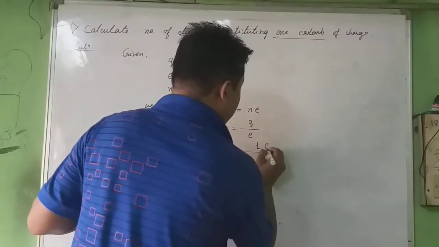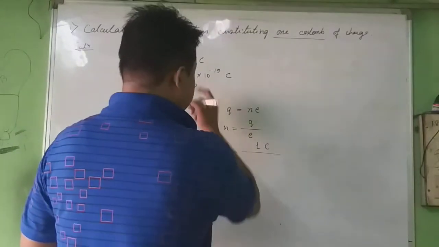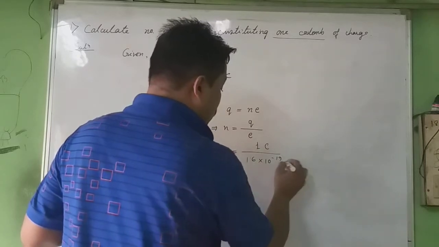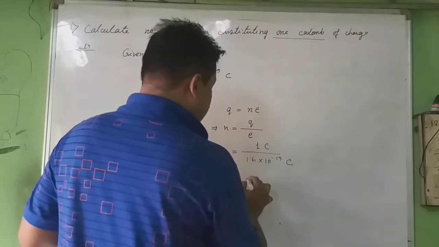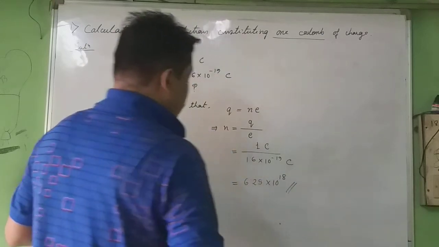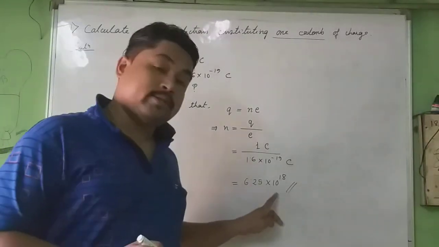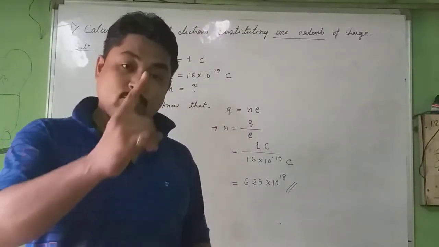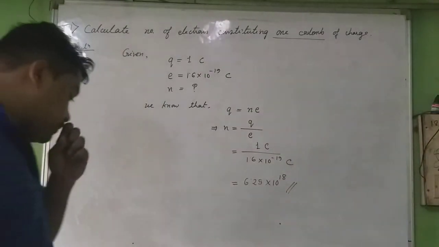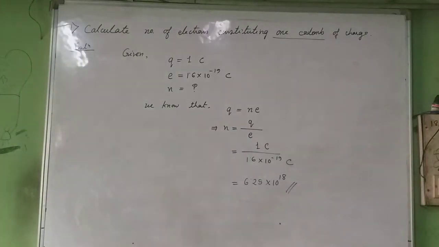So Q is 1 coulomb and E, the charge of an electron, is 1.6 into 10 to the power minus 19 coulomb. So N is 6.25 into 10 to the power 18. So there are 6.25 into 10 to the power 18 electrons in 1 coulomb of charge. Okay? This is the first question.